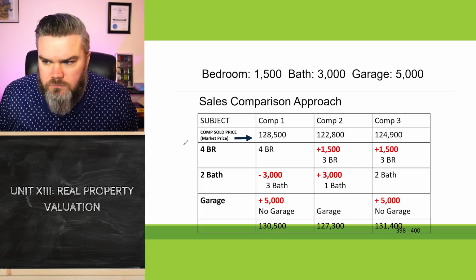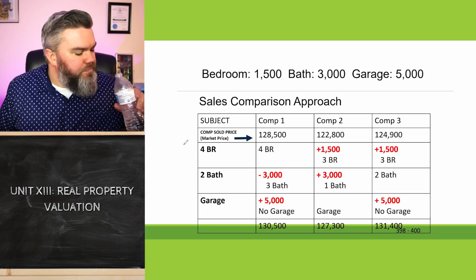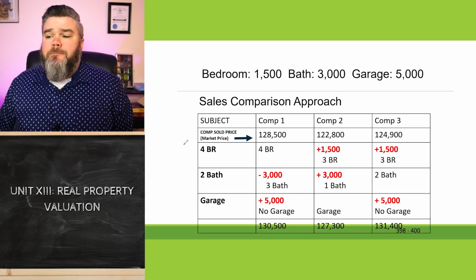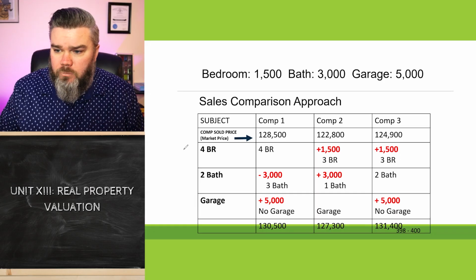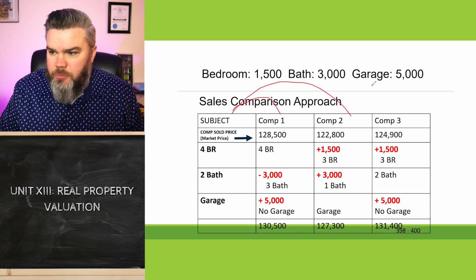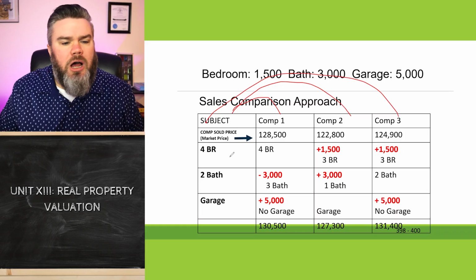It just threw me off because I didn't think that the subject was the one that we're comparing to. I thought it was the 1, 2, and 3 being compared to each other. Nope. This one's being compared to the subject property. This one's being compared to the subject property. This one's being compared to the subject property. Got it. Yep. What you got, Ashley?